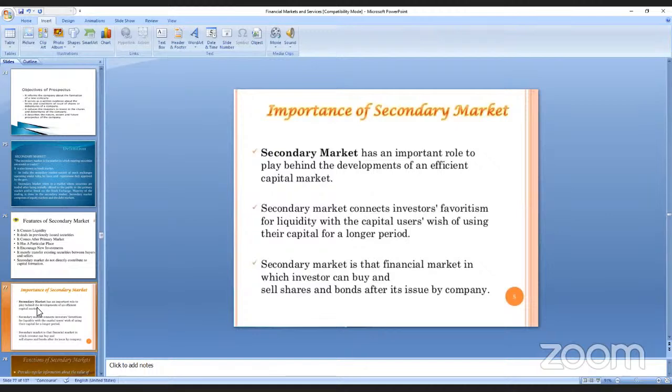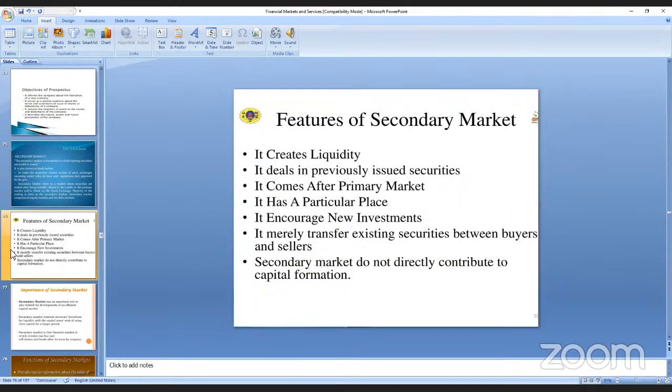Once again I'll tell you the features. First one, it creates liquidity. It deals with previously issued securities, and it comes after the primary market. It has a particular place, and it encourages people toward new investment. It merely makes the transfer of existing securities between buyers and sellers, and it does not directly contribute to capital formation. Is it clear?